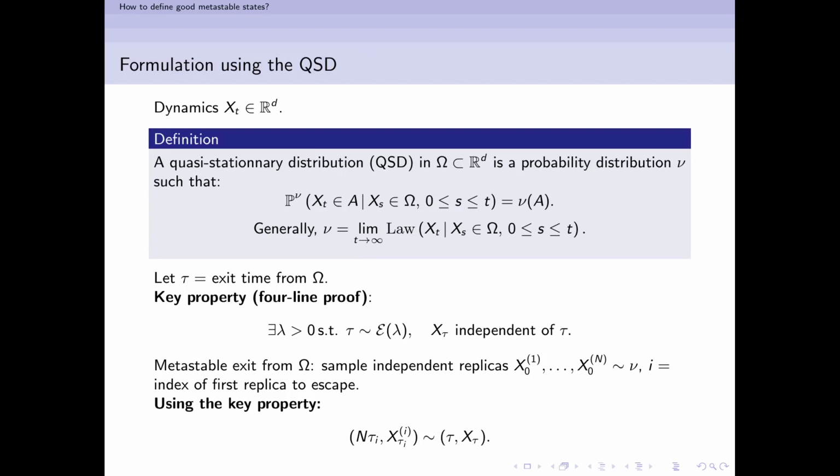Sorry? The X_s? X_s is just the dynamics. It's the state of the dynamics at time s. No, I'm talking about X_s. X_s is the dynamics at time s, before t.